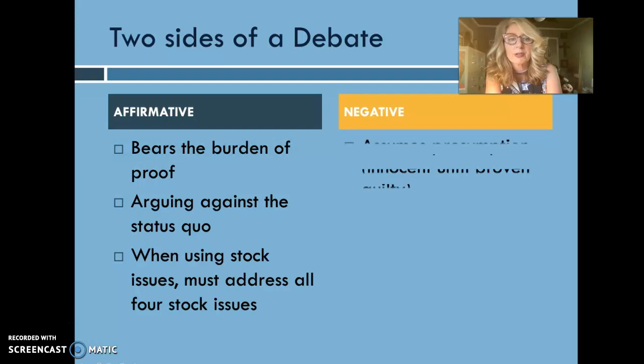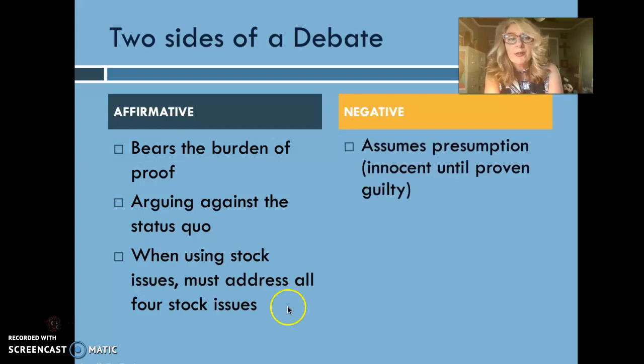And what's the negative going to do? The negative assumes presumption, which means they get to say, hey, nothing's wrong here. Everything's working out just fine. How we're living right now is perfect. Everything's going fine. If it's not broke, we don't need to fix it. That's the place they stand in.